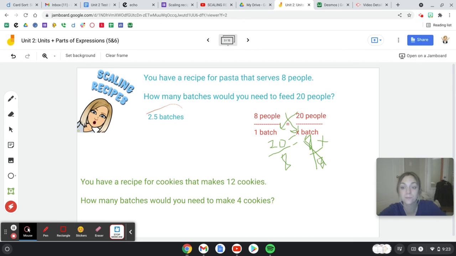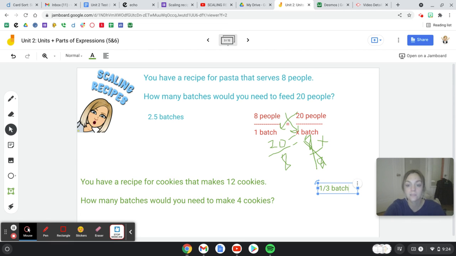So 2.5 was bigger than 1. If it's asking me how many batches I would need to make 4 cookies, it's going to be a fraction of a batch because 12 is larger than 4, and we're moving down to 4. Okay, so again, you might think, I know that 12 divided by 3 is 4. So I know that my scale factor would have to be 1/3. I'm going to go ahead and type that. You might be able to see that if I'm at 12 and I need to get to 4, I would need to divide by 3 in order to do that.